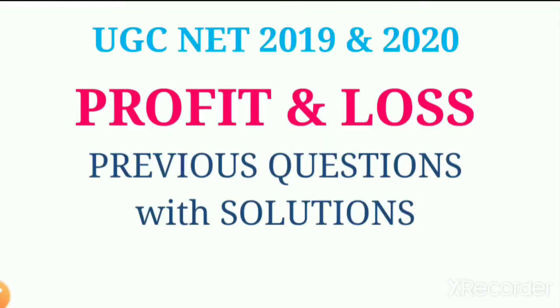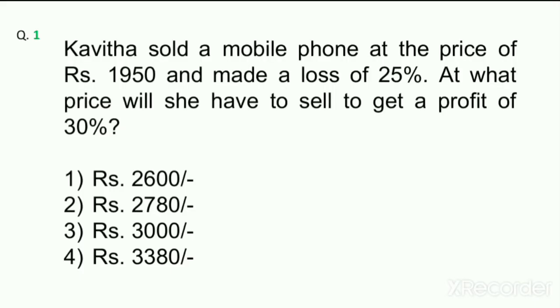Hi, now I am discussing two previous UGC NET questions of 2019 and 2020 previous question papers, and the topic is profit and loss. The first question: Kavita sold a mobile phone at the price of 1950 and made a loss of 25%. At what price will she have to sell it to get a profit of 30%?